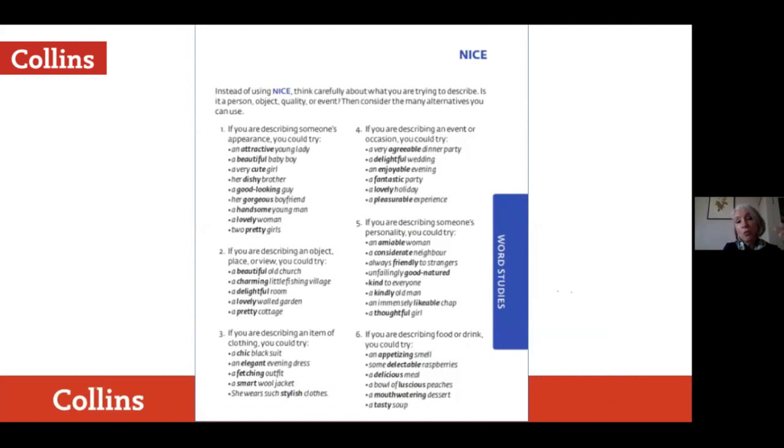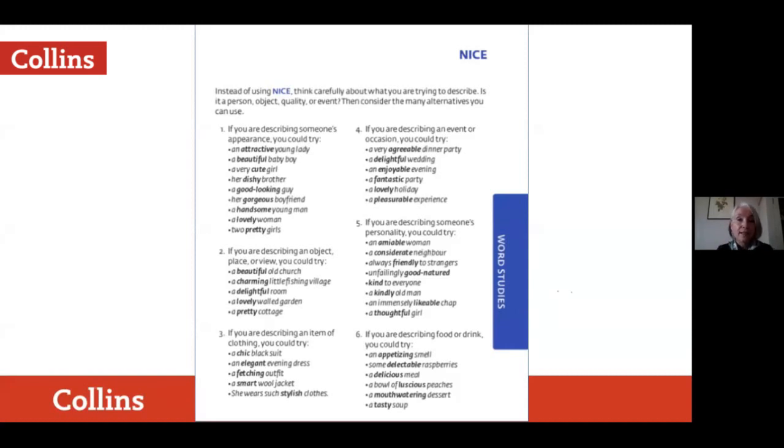So when we give children work to do on vocabulary skills, we need to give it in a structured way, not just a list. Get them to look at their dictionary, if their dictionary also includes synonyms and antonyms. Get them to look at the different entries for the different words, to look at the different examples, so they start to see the difference in how the different words are used. So for nice, if we're describing someone's appearance, we could use attractive. And we see an attractive young lady, a beautiful baby boy, a very cute girl, a dishy brother, etc.